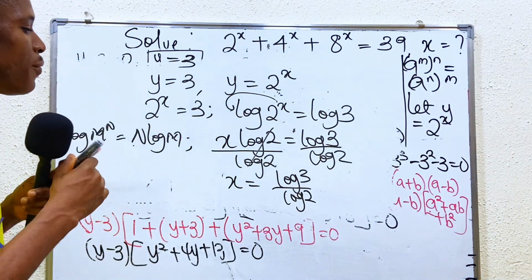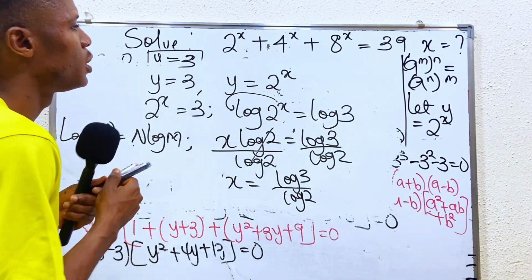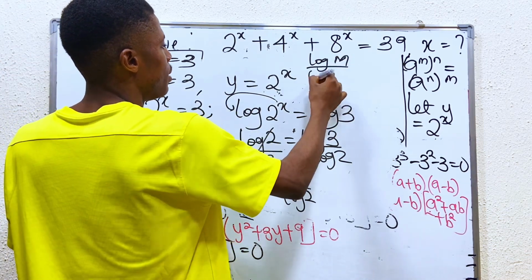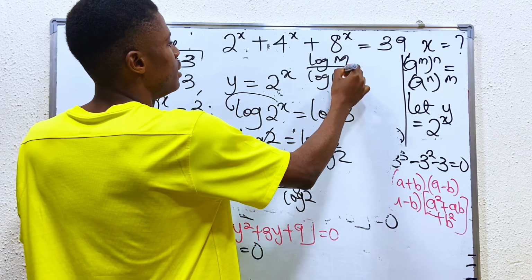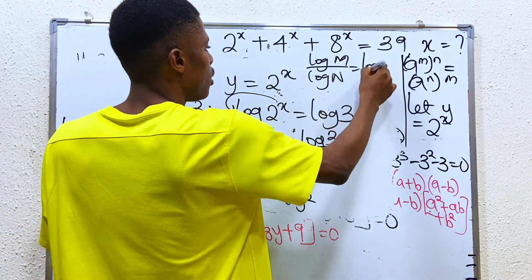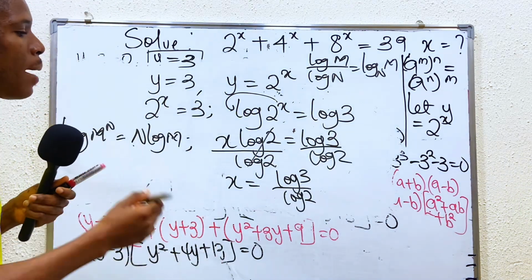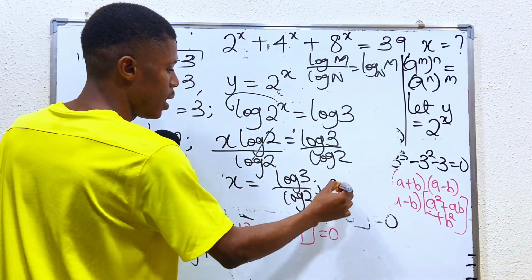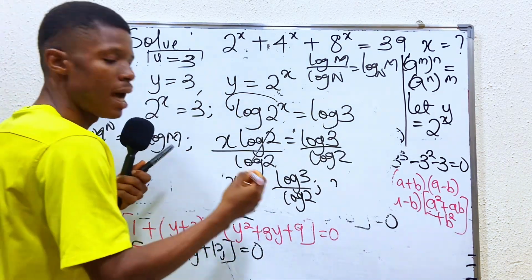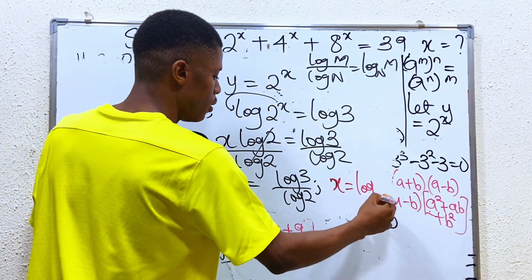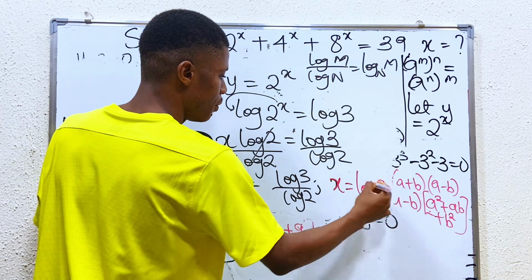Okay? So if you have this, there's a law of change of base that when you have log m divided by log n, the answer will be log of m to base n. So if you apply it here, you can see that the x you are looking for will be equals to log of 3 to base 2.